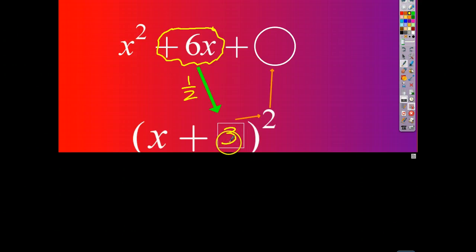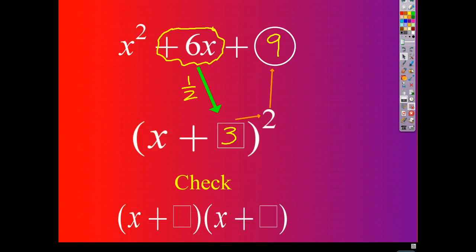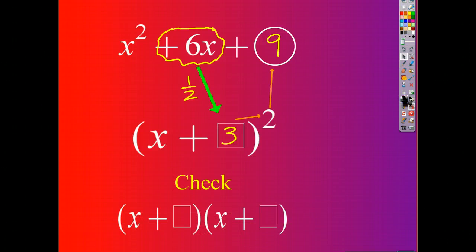But in order to figure out what number to put at the end, I need to square it, which is why I put this arrow here. I take 3 and square it, and 3 squared is equal to 9. So the value I plug into the circle is half of this, 3, squared, which is 9. That makes this a perfect square: x plus 3 squared. Let's go ahead and check it. I'm going to take the number we put into the square, 3 and 3, and multiply it.